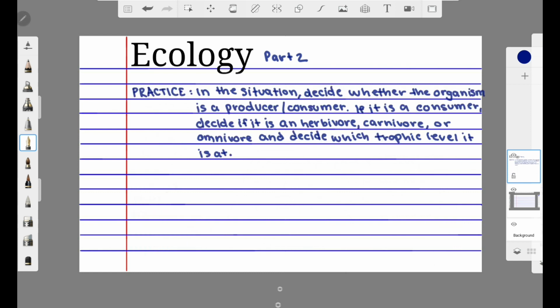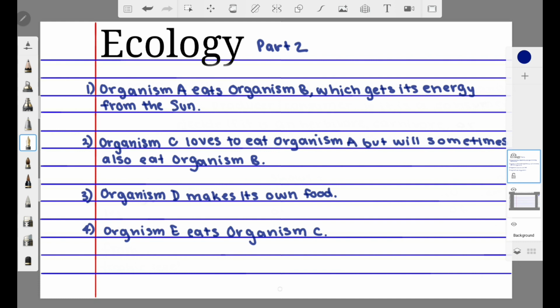Now for our practice. In each situation, decide whether the organism is a producer or consumer. Then if it's a consumer, decide whether it's an herbivore, carnivore, or omnivore, and decide which trophic level it is at based on the situation. Pause the video now and complete the practice. Alright, let's start the first one together.